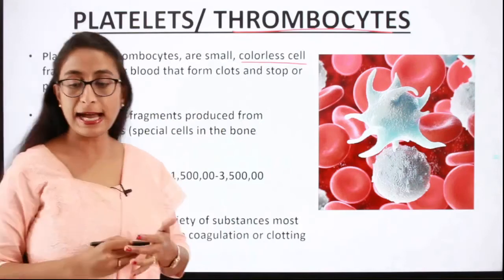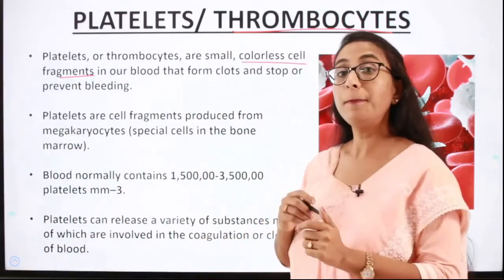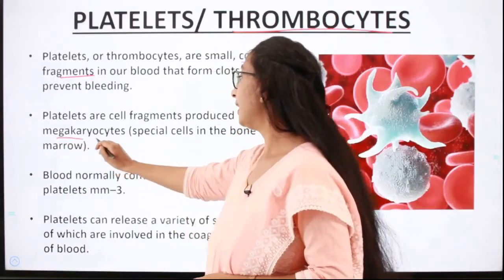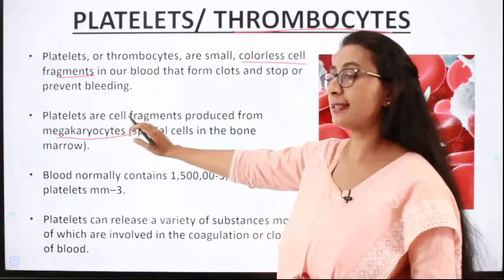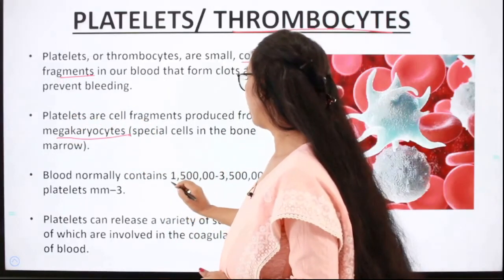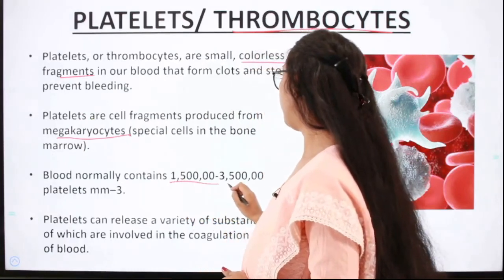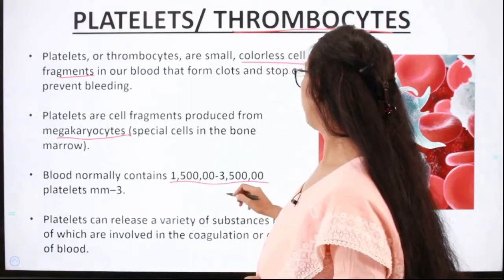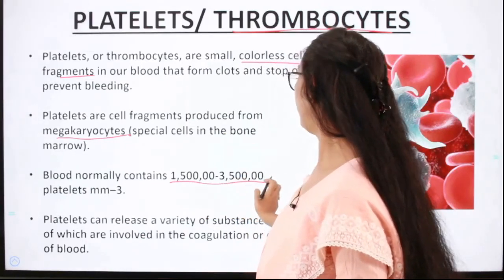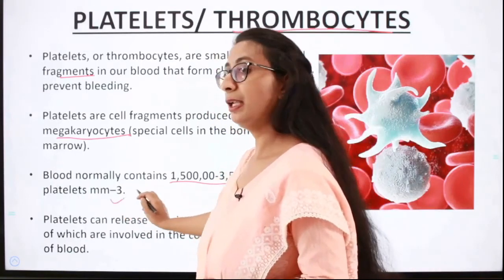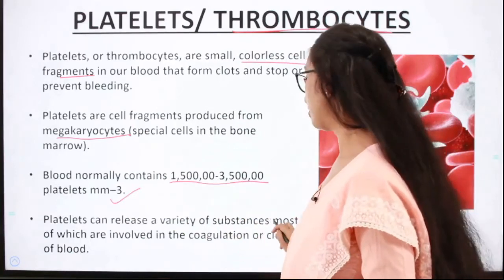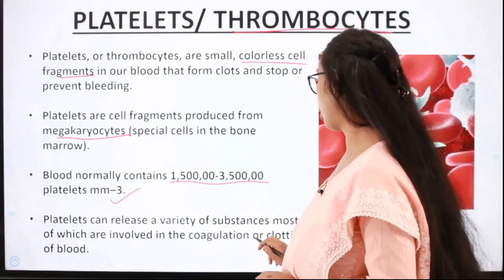The platelets are the cell fragments from the megakaryocytes. There are some special cells called megakaryocytes in the bone marrow, and it is from these megakaryocytes that the platelets are formed. Normally in blood you can find 1,50,000 to 3,50,000 platelets per millimeter cube. This is the amount of platelets present in blood, and platelets release a variety of substances which are involved in coagulation of blood.